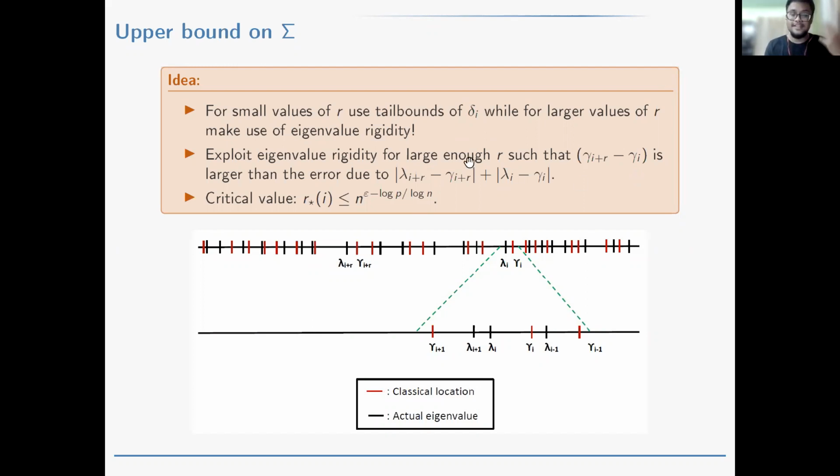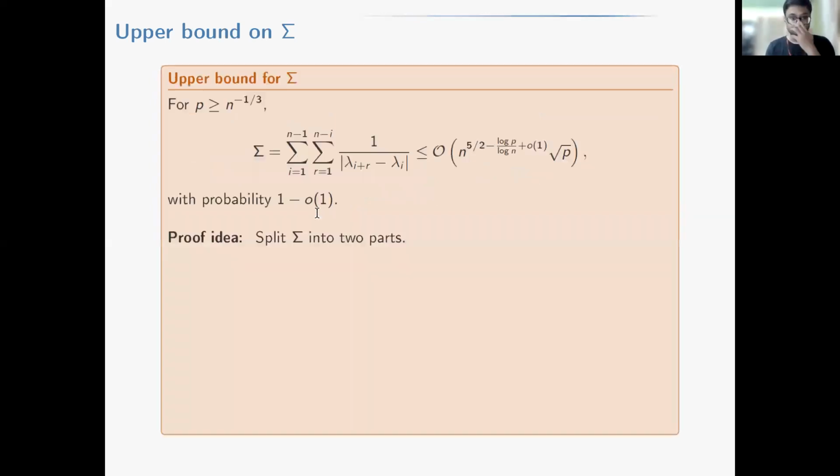And what we show is that this happens for a critical value of R. That is, if you're looking at eigenvalues that are closer than this critical value, then you can't use eigenvalue rigidity anymore. But for R that is greater than this R star, you can exploit rigidity. So this is kind of the strategy that we use to derive sigma.